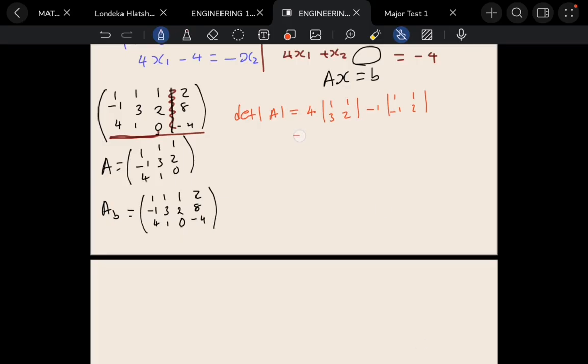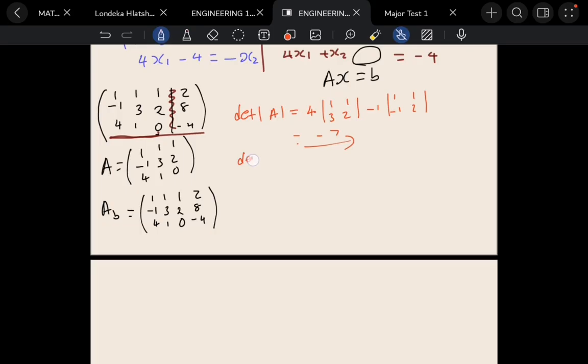So what is the determinant of this matrix? 4 minus 4 times 2 minus 3, minus 1 times 2 plus 1. Your answer is going to be minus 7. So that is going to be the determinant of A. Can you please try it?